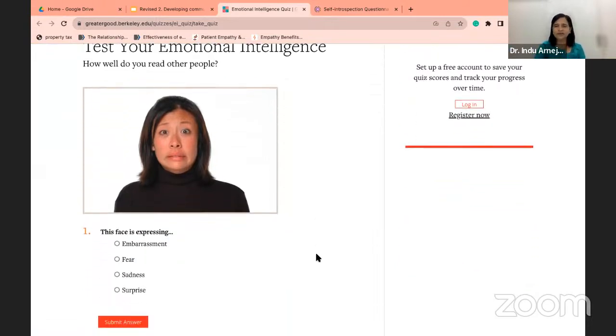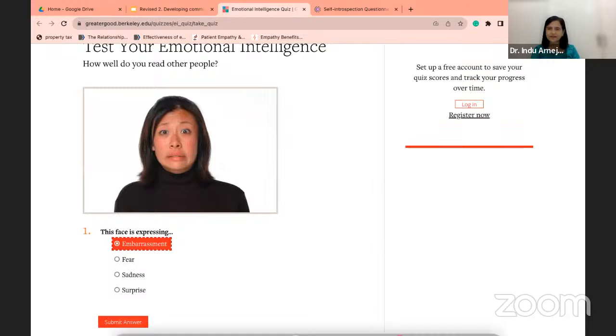Now, this expression is, what is this? Embarrassment, fear, sadness, surprise. Write in the chat box. Okay, Mariam says embarrassment. Somebody says fear. Embarrassment, fear. Two embarrassment, two fear. Three embarrassment. Further, fear. Okay, equal. So most of you are saying embarrassment. Okay, I'm going to submit this and see.